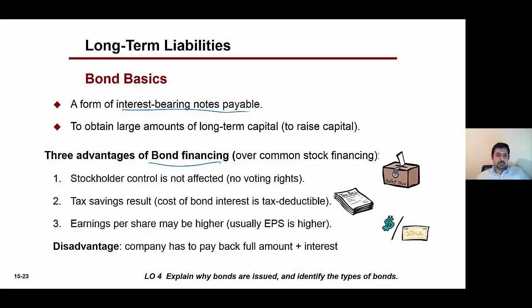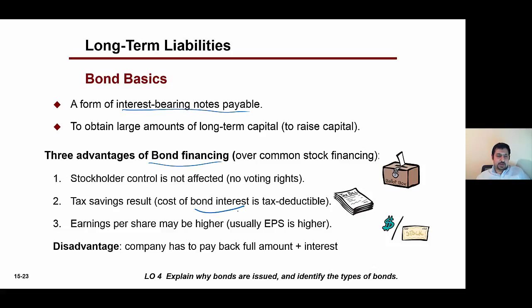The second advantage is that it is related to taxes. Interest that is paid will decrease the net income, and as a result, the lower net income will be taxed less. This is mostly because the bond interest is tax deductible. So the interest is tax deductible, and as a result, it will be deducted from the net income before paying taxes.